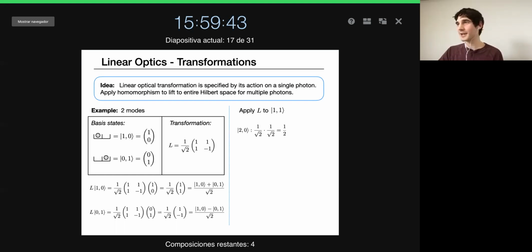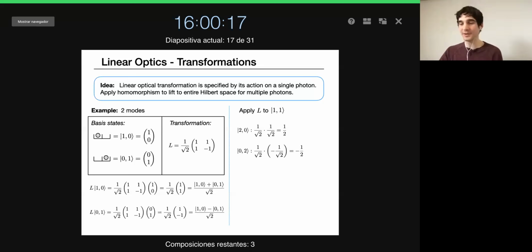Well, if we go back to our calculation over here, the amplitude that you have of having the first photon go to the first mode is 1 over square root 2. And the amplitude that you would have to have the second photon go to the first mode is also 1 over square root 2. So the amplitude that you get on this state is 1/2. Right? Similarly, for the case where we have 2 photons in the second mode, both photons have to go to the second mode. So we have 1 over square root 2 coming from the first mode, and we have minus 1 over square root 2 coming from the second mode.